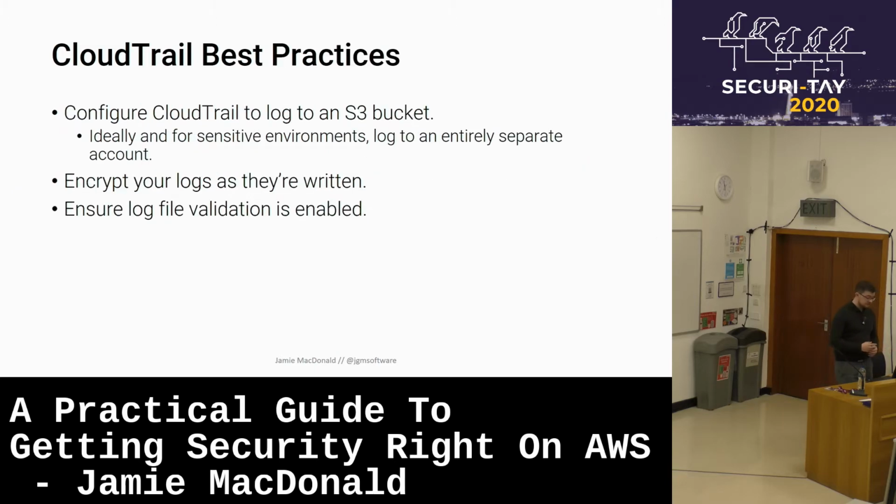So the best practices for that: configure it to log to an S3 bucket. Ideally, and especially if you've got a really sensitive environment, take those logs and put them in a totally different account. So even if the account that you're using gets compromised, your logs are in a completely different place, and you can see exactly what's going on. You're going to want to encrypt them as they're stored, that's just a tick box. And you're also going to want to enable a feature called log file validation to ensure that if you do need these logs for an investigation later on, you can verify for sure that they haven't been tampered with to remove or modify evidence of what's actually happening.